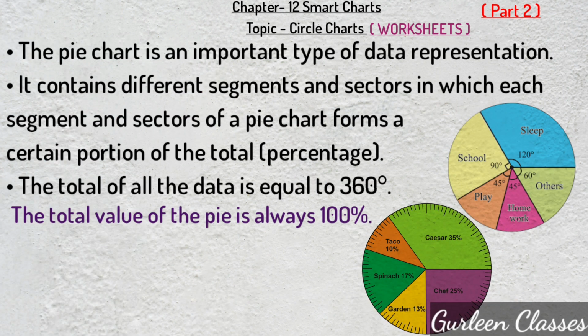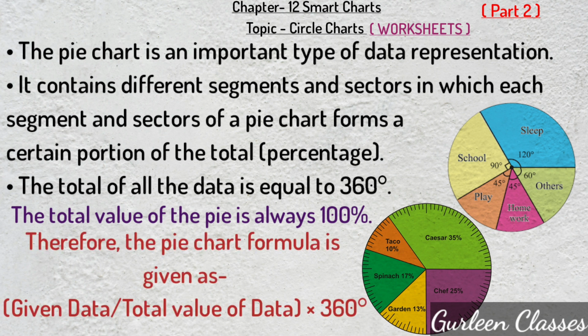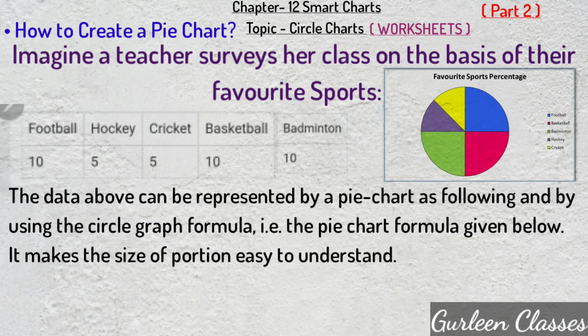The pie chart is an important type of data representation. It contains different segments and sectors in which each segment and sector of a pie chart forms a certain portion of the total percentage. The total of all the data is equal to 360 degrees and the total value of the pie is always 100%. So students, you should remember the pie chart formula is given as given data upon total value of data into 360 degrees.